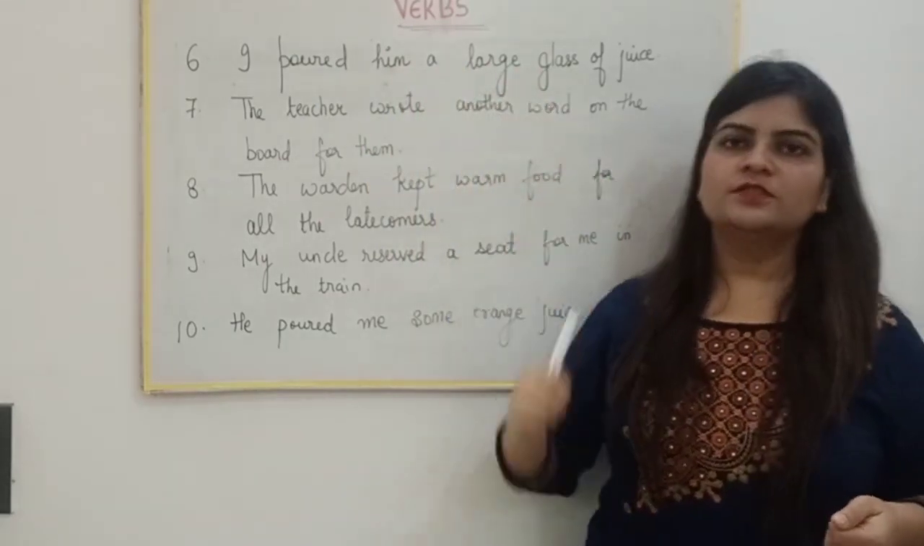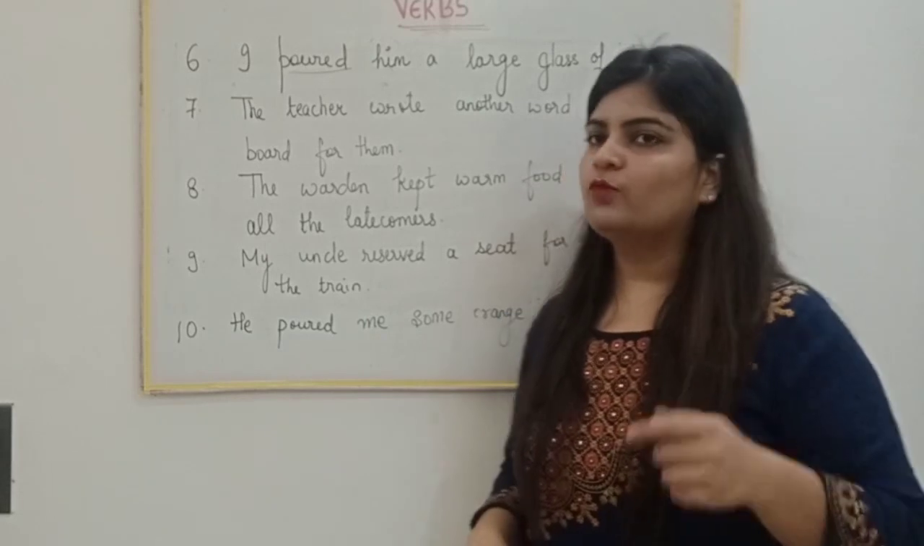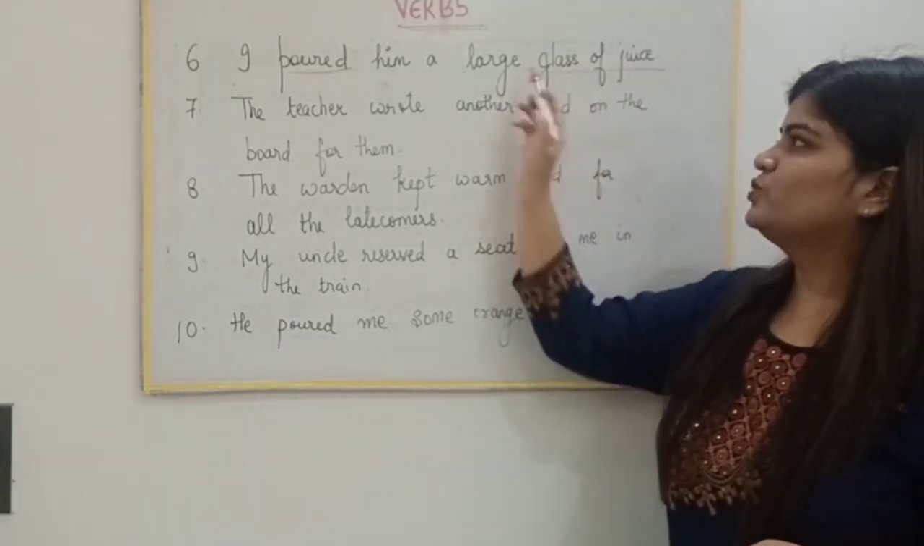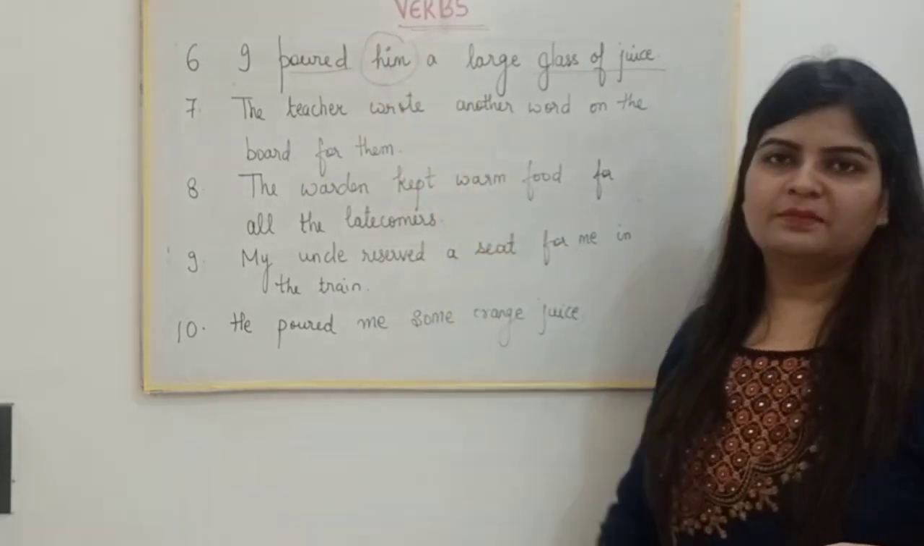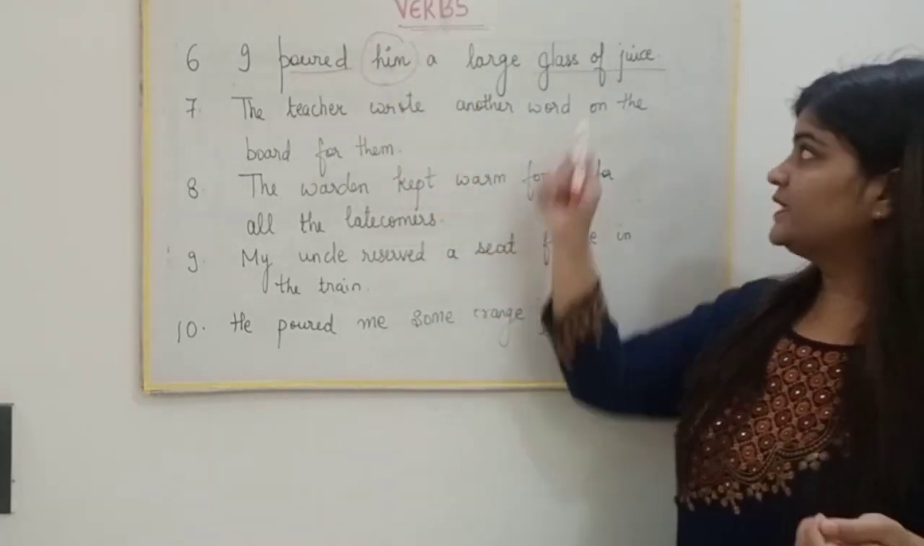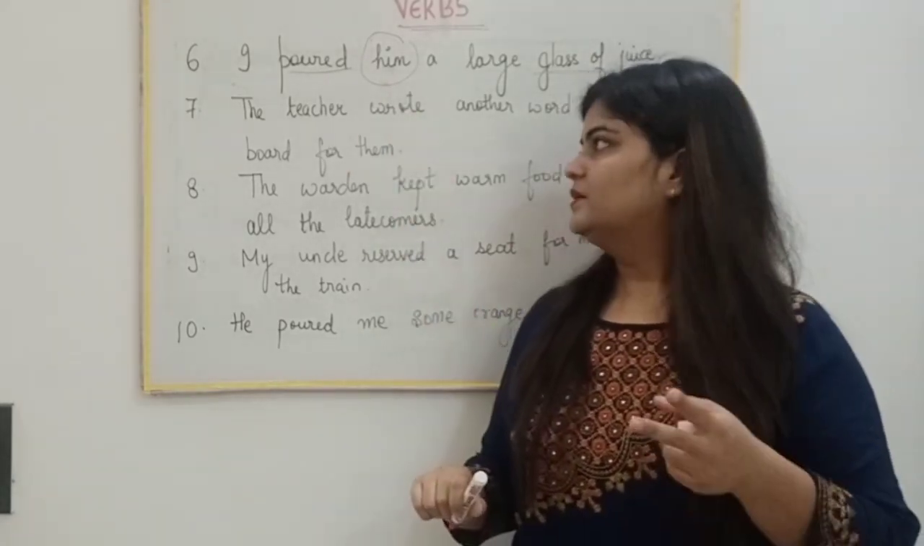Next sentence is, I poured him a large glass of juice. The verb is poured. What? Glass of juice. For whom? For him. So, direct object, glass of juice. Indirect object, him.